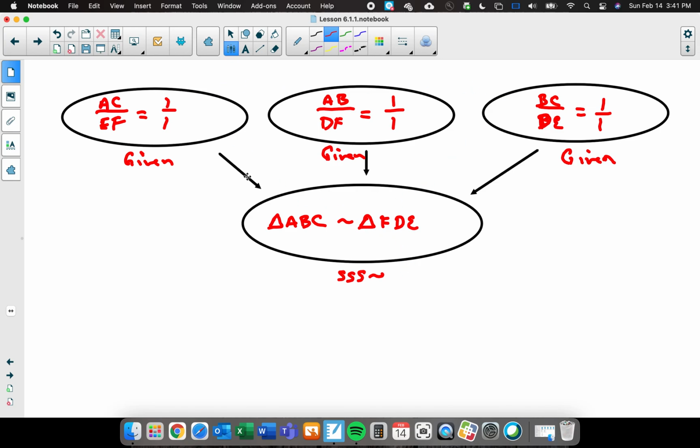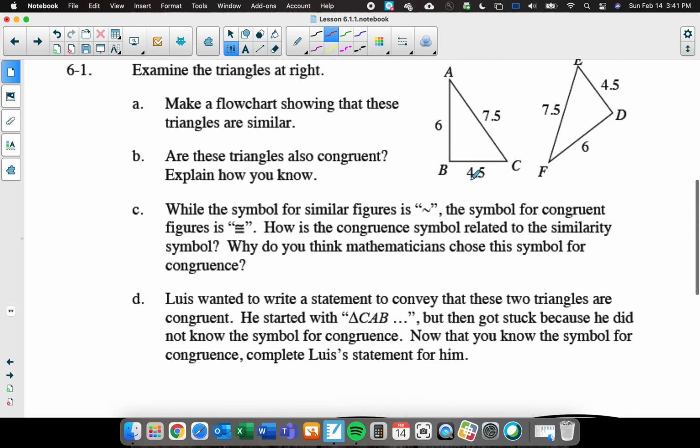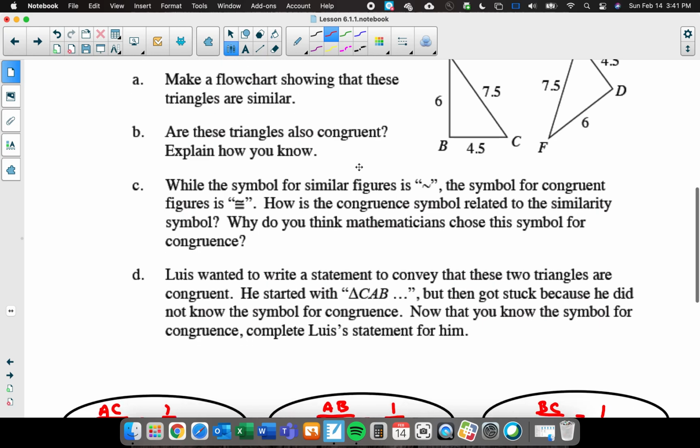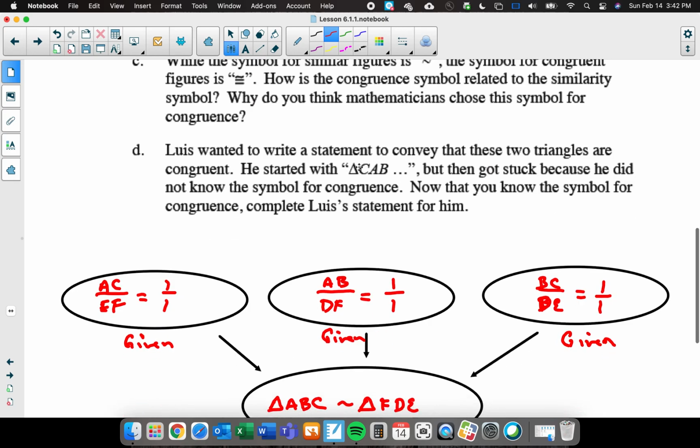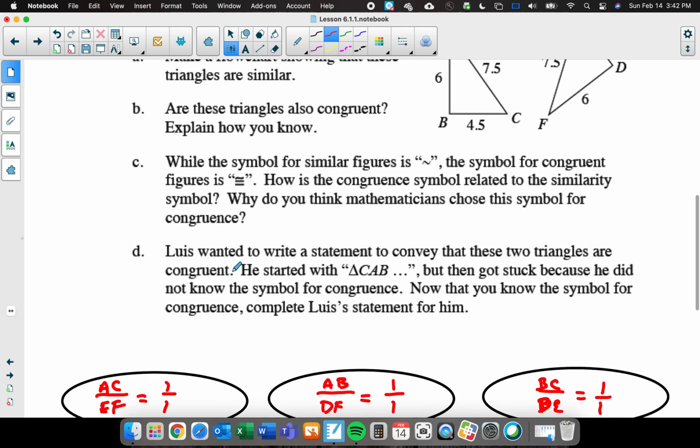So this is what's called a flowchart proof, and it's just a way to organize your thought process. So if we take a look back up here, we now made a flowchart. Question is, are these triangles also congruent? And I'm hoping that as you look at this, not only are these sides all in the same ratio, but because they're all in a 1-to-1 ratio, not only are they similar, that means they are also congruent.